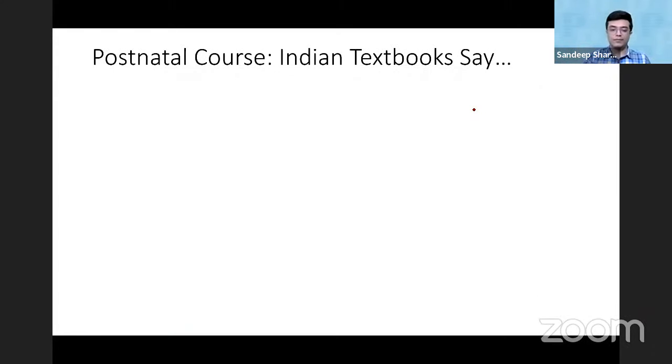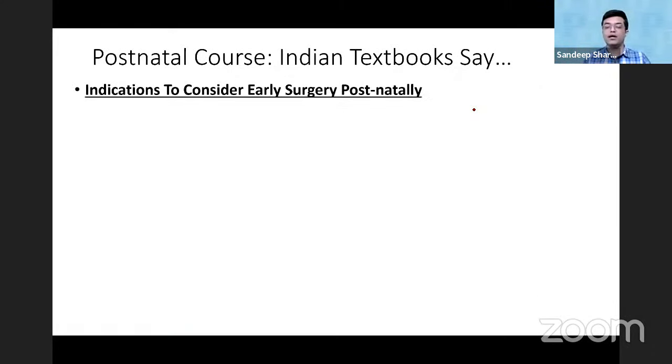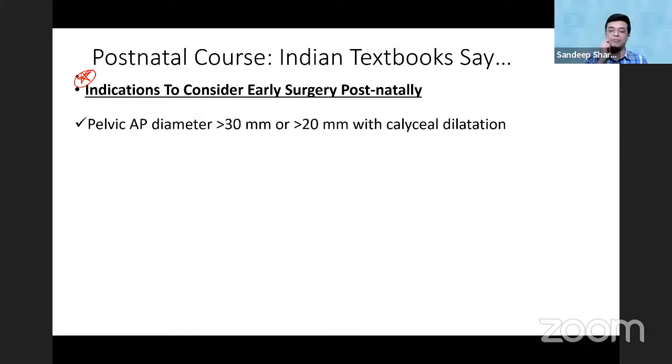Then what are the indications to consider early surgery postnatal? This is again a potential MCQ. Indications to consider early surgery postnatally, like this, are not given in Nelson. So if the pelvic AP diameter is more than 30 mm, or more than 20 mm with calyceal dilatation, that is an indication to do surgery.